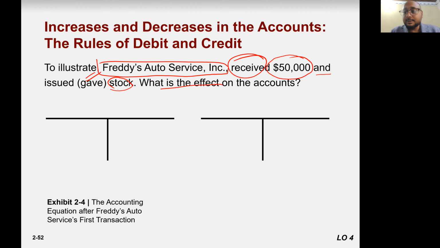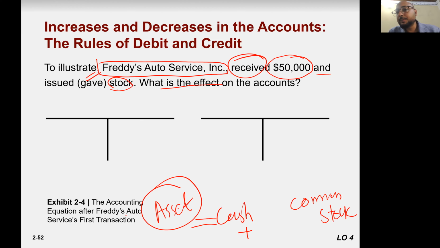Business received cash and issued common stock. Right? So when a business issues common stock and receives cash, cash is plus. So cash is which account? Asset account. So we make a T account for cash.